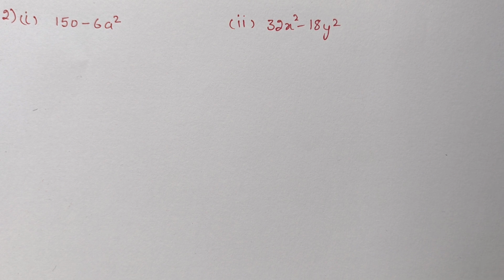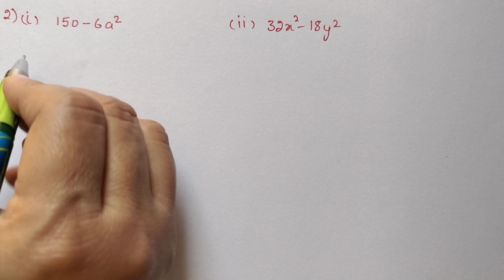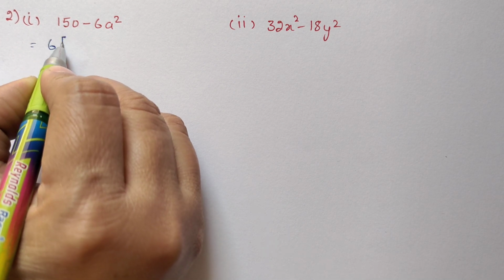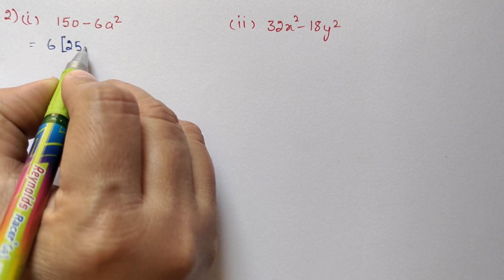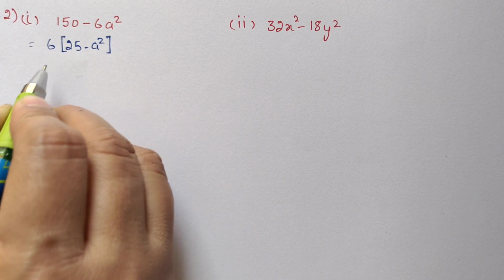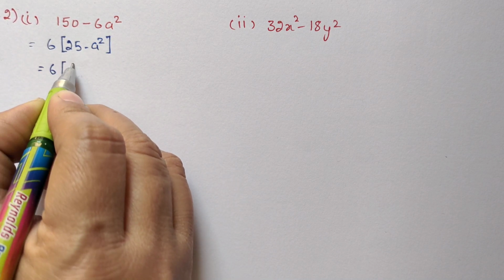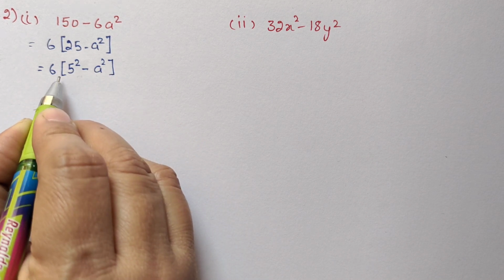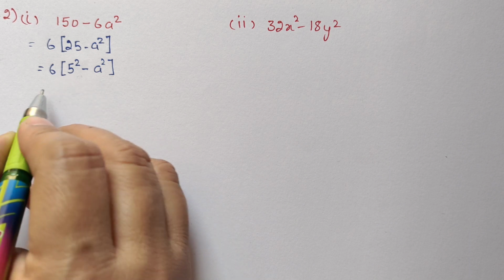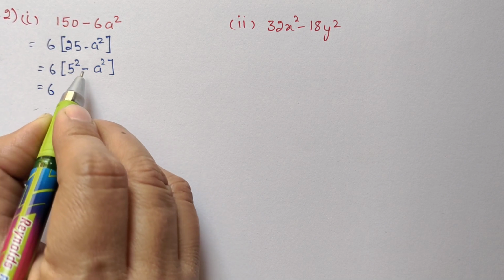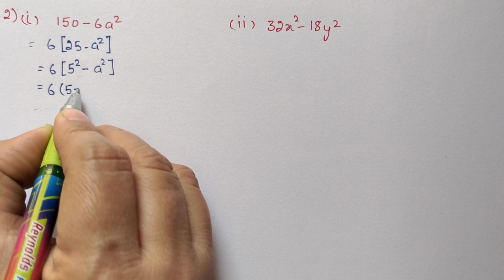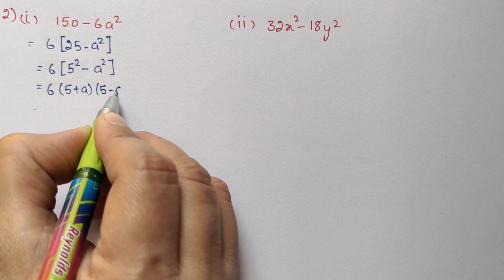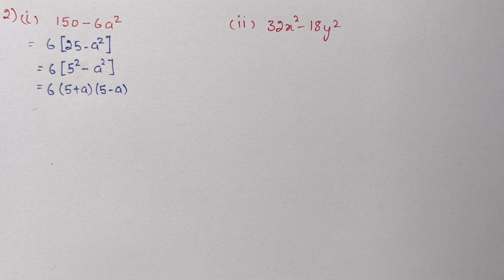Next, question number 2: 150 minus 6a square. First we will check whether we can take anything out common or not. From 150 and 6a square, we can take 6 out common, then inside the bracket 25 minus a square will be there. Now this 25 also we can write as a perfect square, 5 square minus a square. Now you can see this has changed into the a square minus b square form. We can use the identity a square minus b square is equal to (a plus b)(a minus b). Same thing we will do in the second part also.